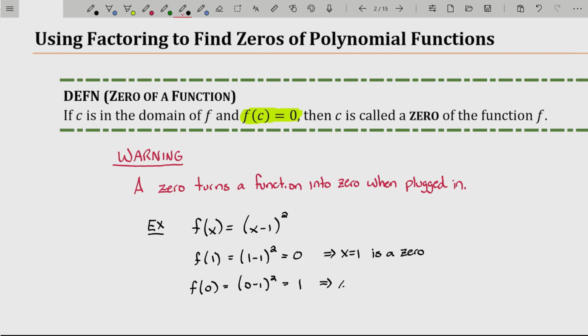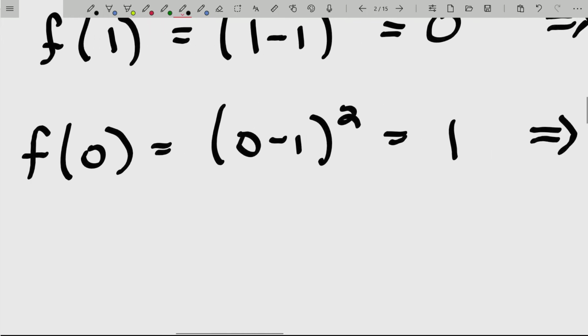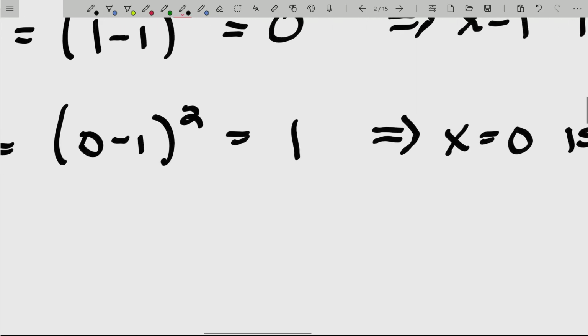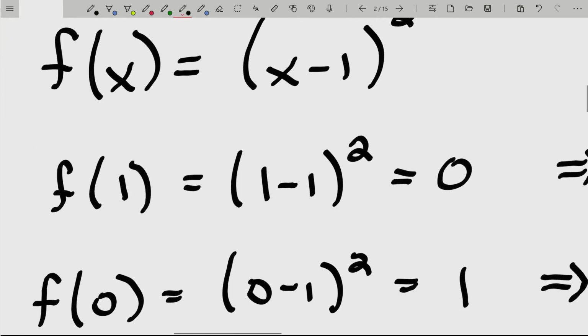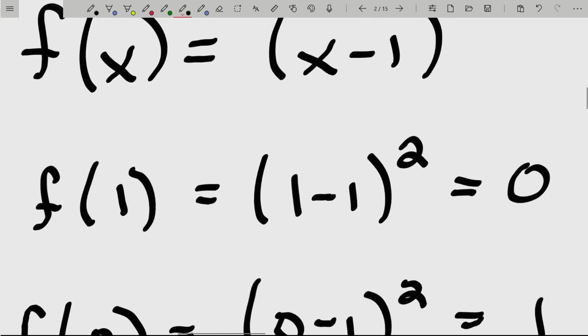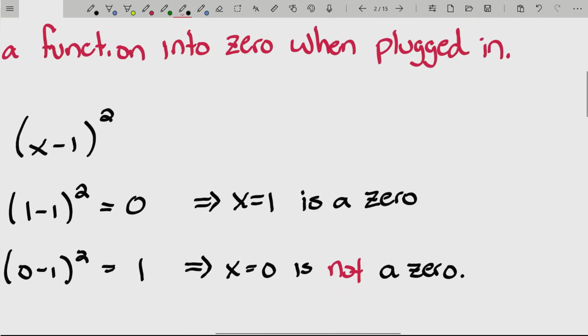Let me say that again. X equals 0 is not a 0 of this function. And again, that's because when you plugged in that value, I don't care what the value is, but in this case, we plugged in 0. And if it doesn't return a 0, then that value is not a 0. We plugged in 1, however, and when we did that, it returned a 0. Therefore, 1 is considered a 0 of the function.